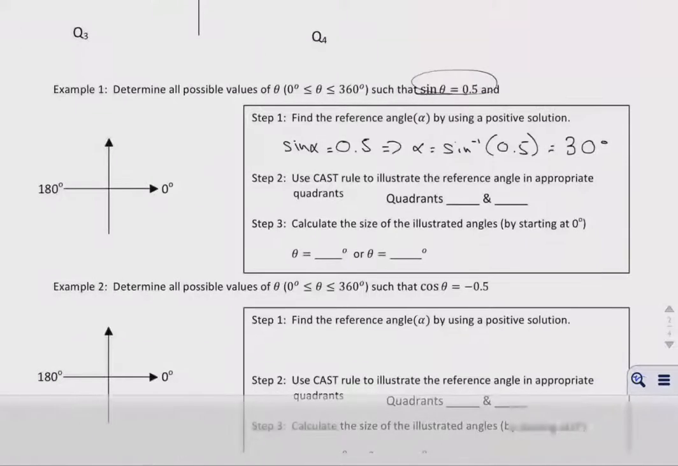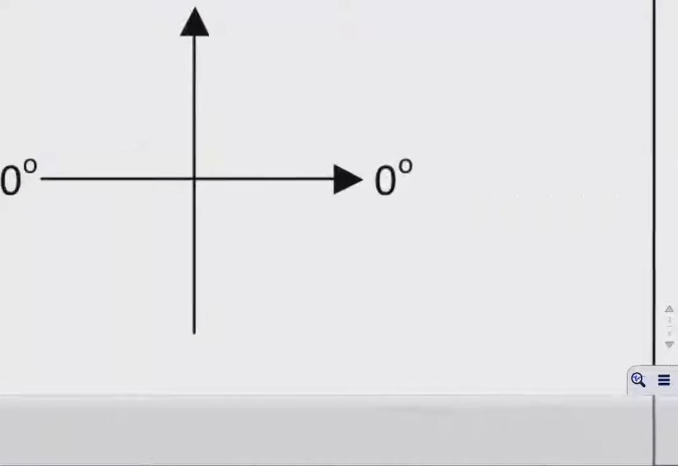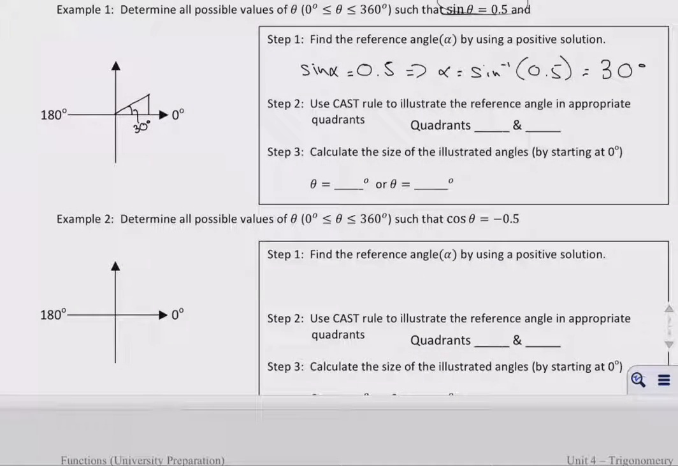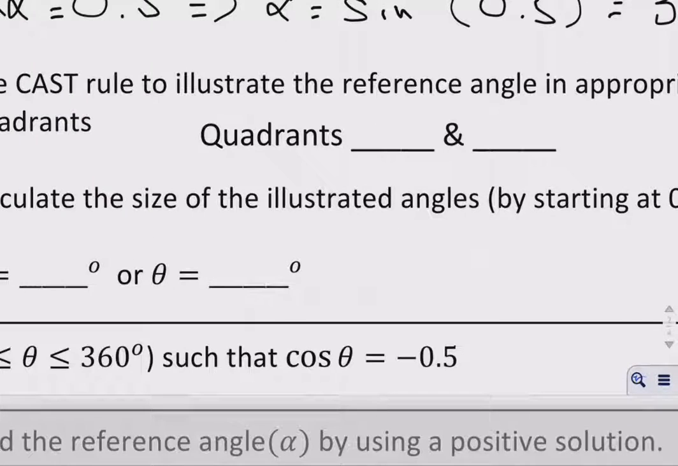Now let's go to the grid. So 30 degrees relative to 0 is going to be roughly here. I'm just drawing a rough sketch so I see where that angle is going to be relative to the x-axis. I'm going to draw it in. That's 30 degrees, and there is my first angle. So we know that according to the C.A.S.T rule, sine is positive in quadrant 1 and quadrant number 2.